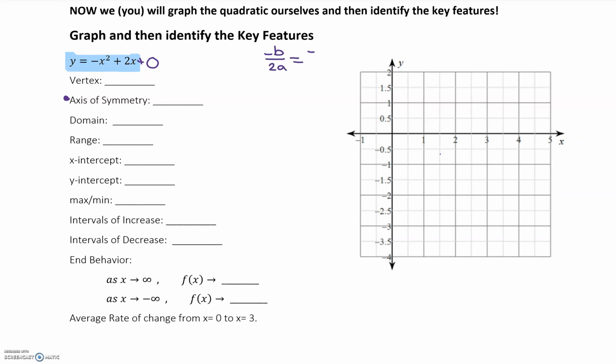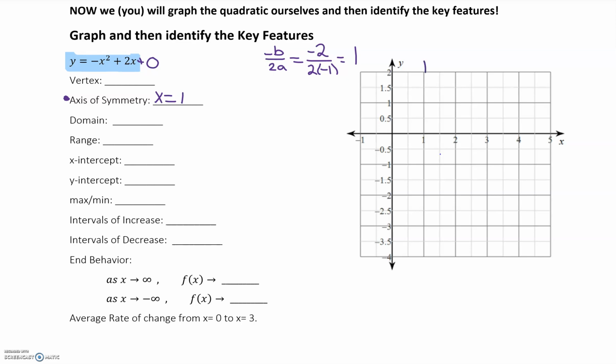So here we're going to take negative, our b value, which is 2, and we're going to divide it by 2 times our a value, which here is negative 1. When we do this, we're going to get a negative 2 over a negative 2, which gives us a positive 1. So our axis of symmetry is going to be at x equals 1.